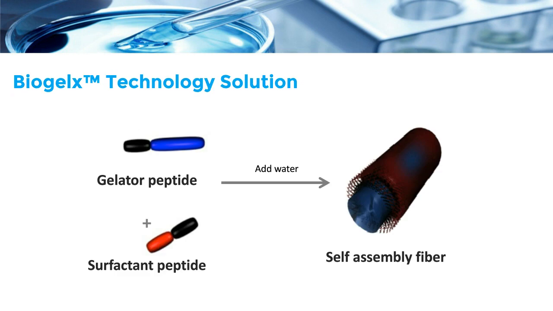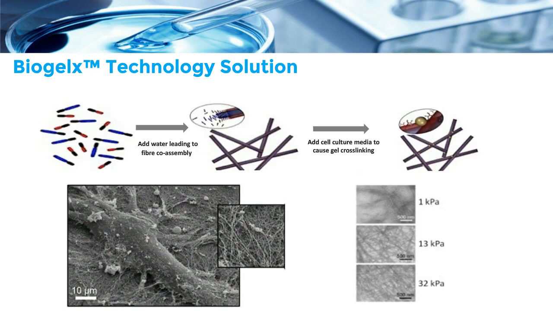So just very briefly, the Biogelx technology platform is based around simple peptide technology. It consists of a gelator peptide, a hydrophobic gelator peptide, and a hydrophilic surfactant peptide, which in the presence of water will self-assemble into nanofibers that consist of a hydrophobic core and a hydrophilic surface coating. In this format we refer to the material as a pre-gel, and the gelation process is caused by the addition of divalent cations, which are typically found in most cell culture media.